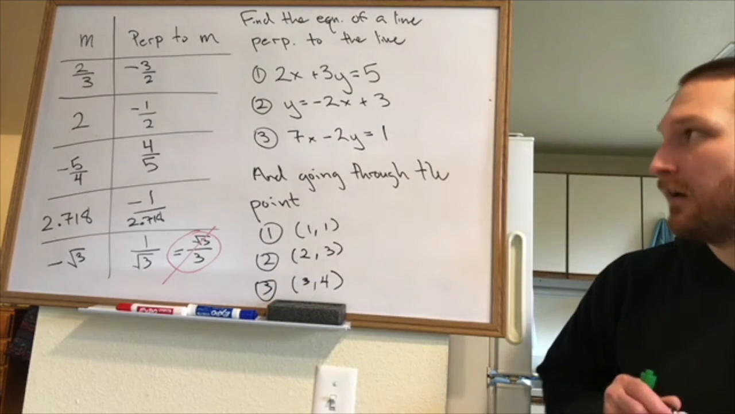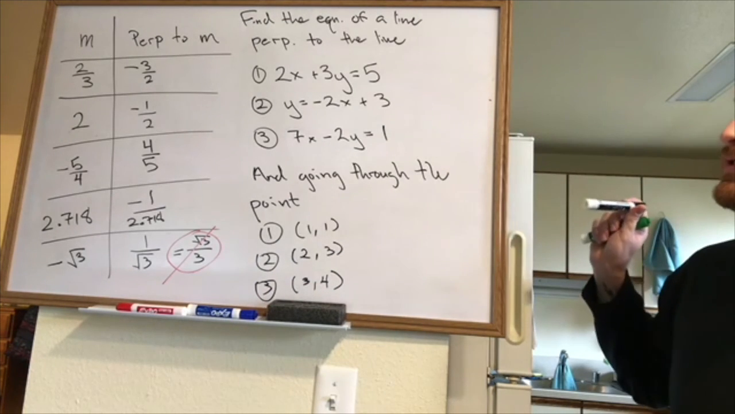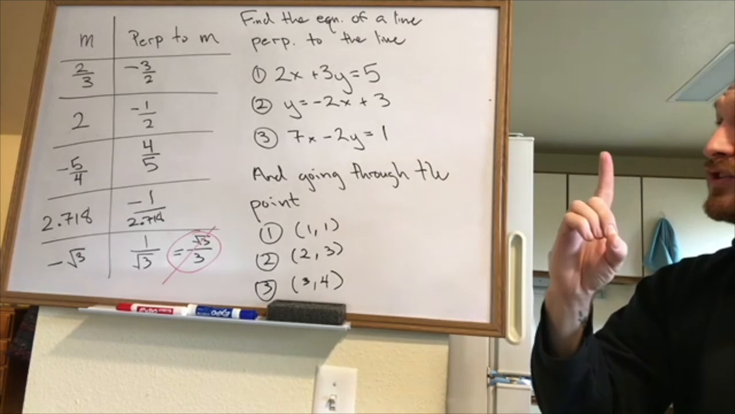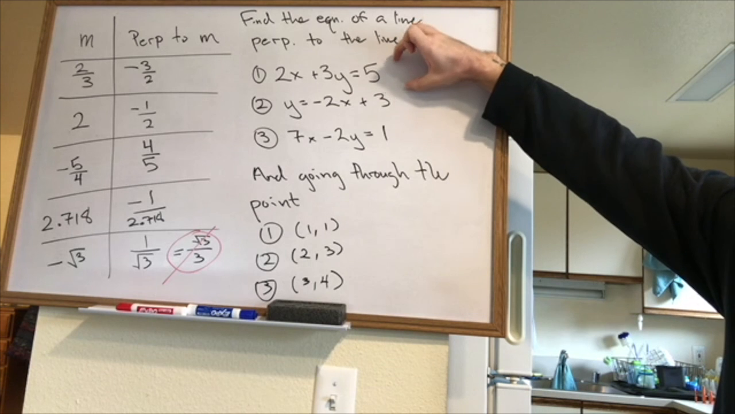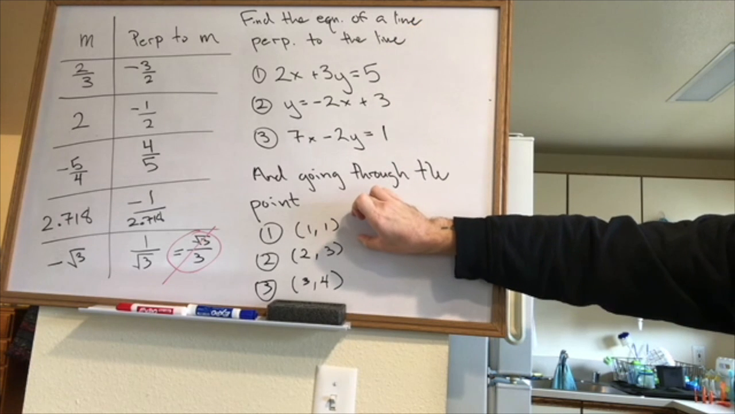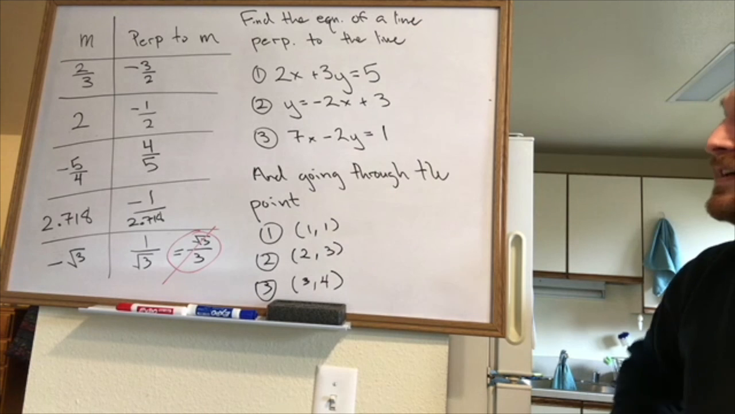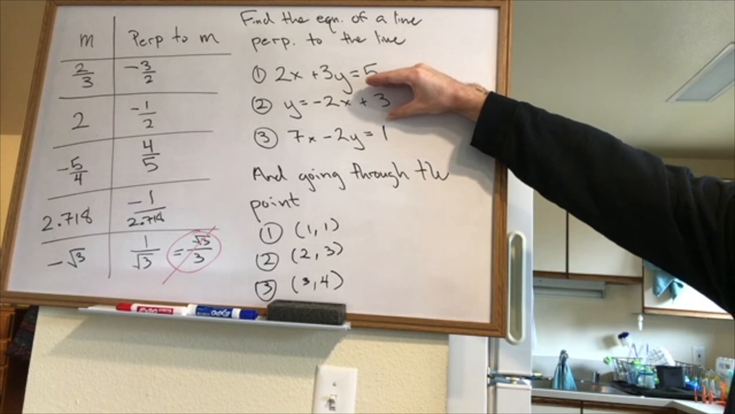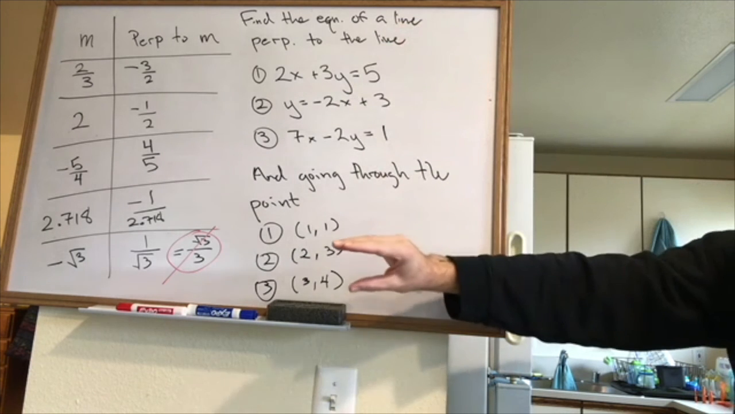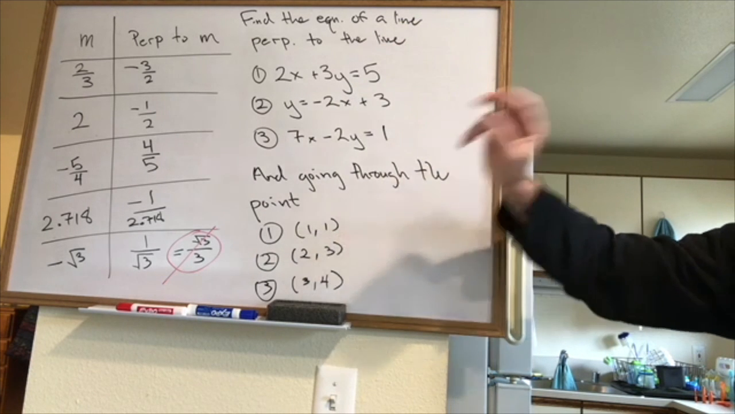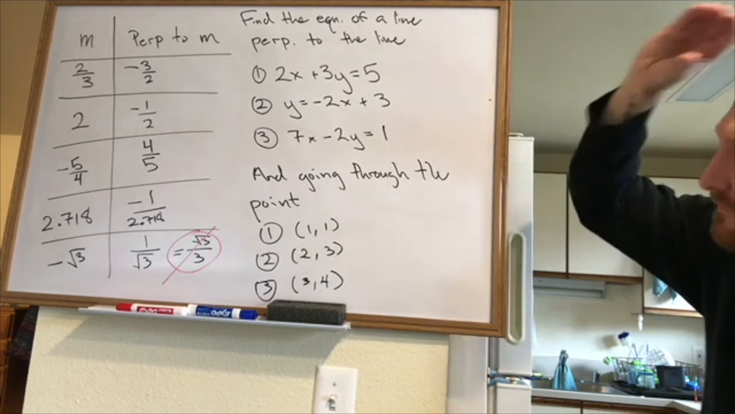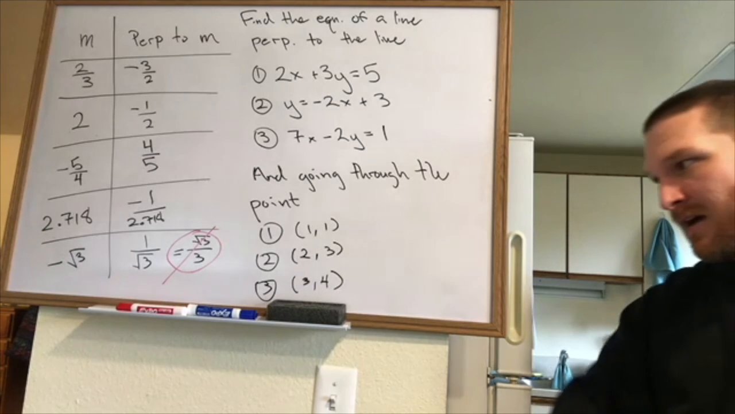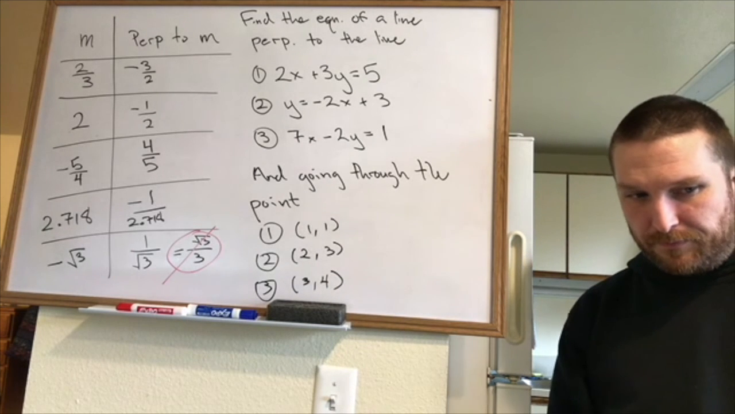So to be clear, there are 3 problems to do: find the equation of a line. Your first problem is find the equation of a line perpendicular to this, passing through this point. Your second problem is find the equation of a line perpendicular to the line y equals negative 2x plus 3, and going through the point 2, 3. The third problem is find the equation of a line perpendicular to this line, going through that point right there. So write that up.